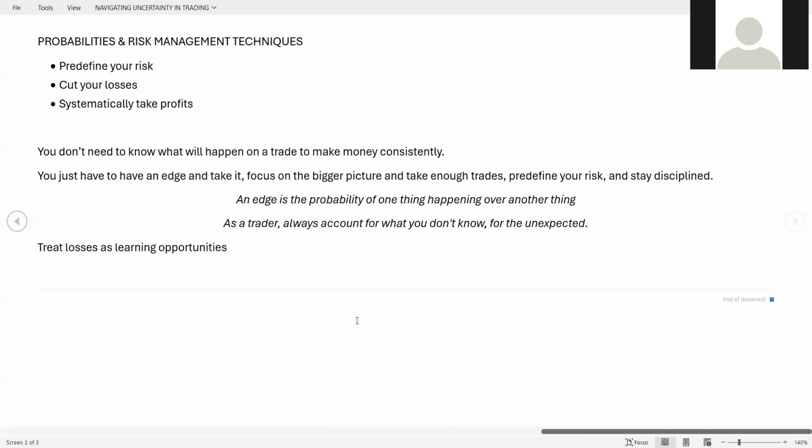The third part of this that I want to touch is the risk. I already mentioned that you predefine your risk. But look, as traders, predefining your risk simply is understanding what the outcome of a trade could be, the possibilities, and accepting it. That's what I mean by predefining it.